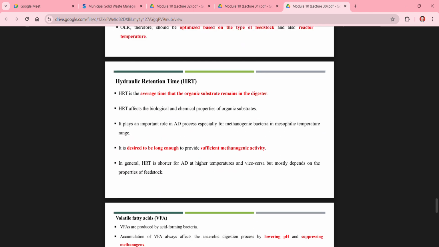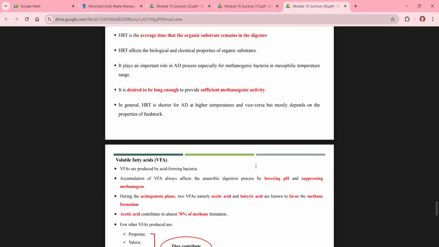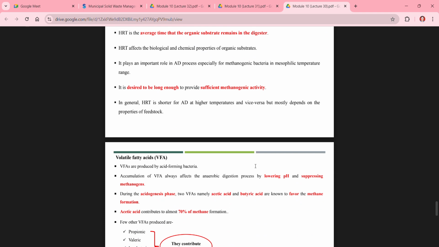Then HRT, hydraulic retention time. HRT is the average time that the organic substrate remains in the digester, and HRT also affects the biological and chemical properties of the organic substrates. It plays an important role in the AD process, especially for methanogenic bacteria in mesophilic temperature, and it is desired to be long enough to provide sufficient methanogenic activities.